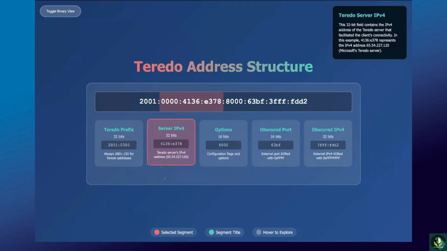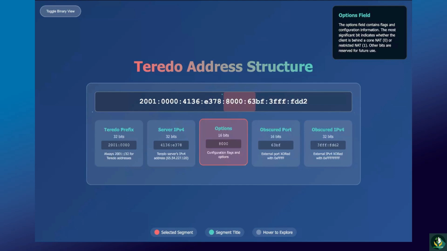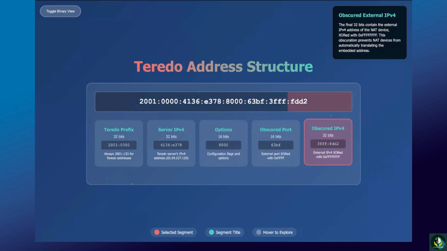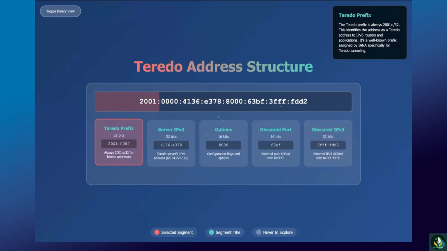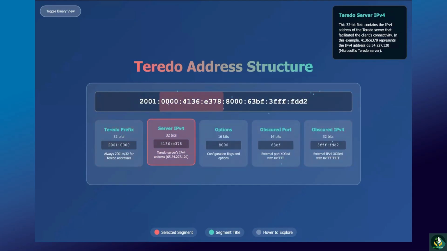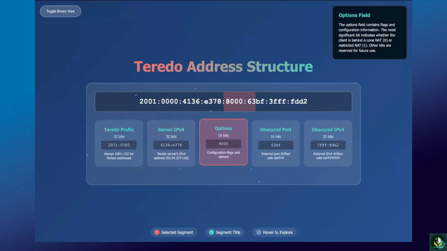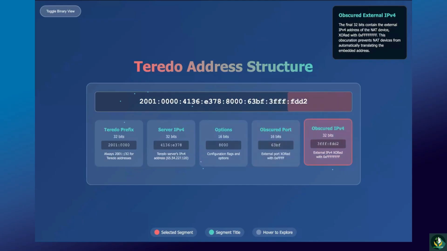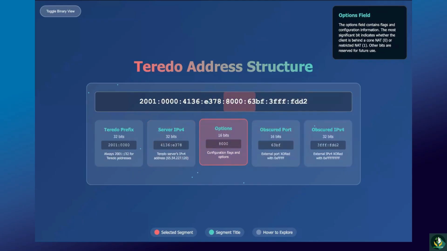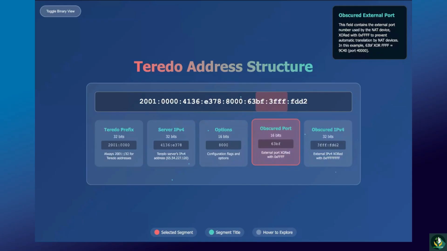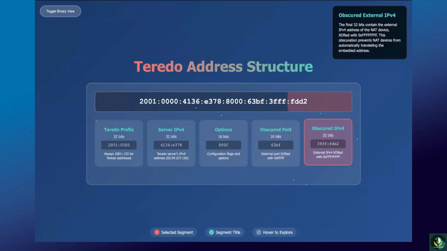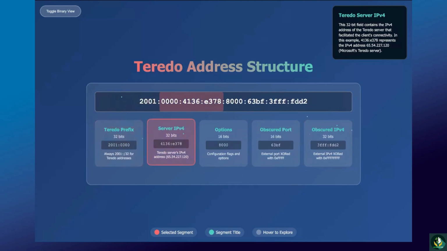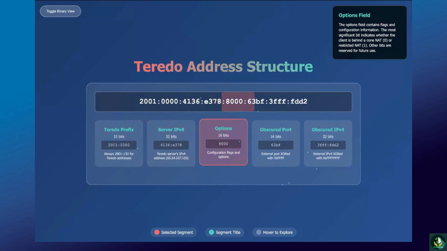Let's take a look at the Teredo address structure. A Teredo address is a 128-bit IPv6 address with a unique structure that includes information about the Teredo server and the client's NAT configuration. So here, the Teredo-specific prefix is a 32-bit prefix. It always starts with 2001, identifying it as a Teredo address. The Teredo server IPv4 address is 32 bits and identifies the IPv4 address of the Teredo server.